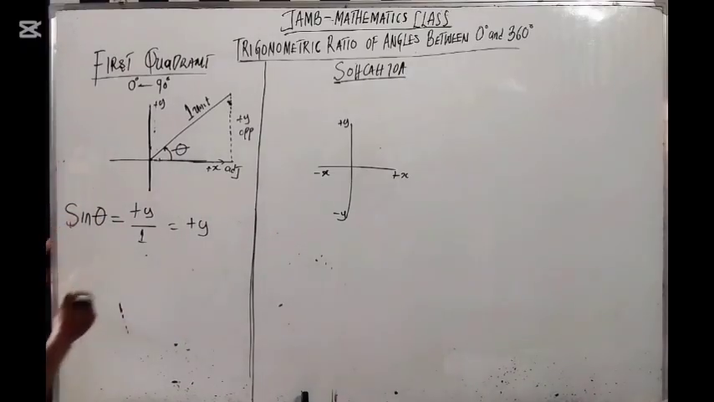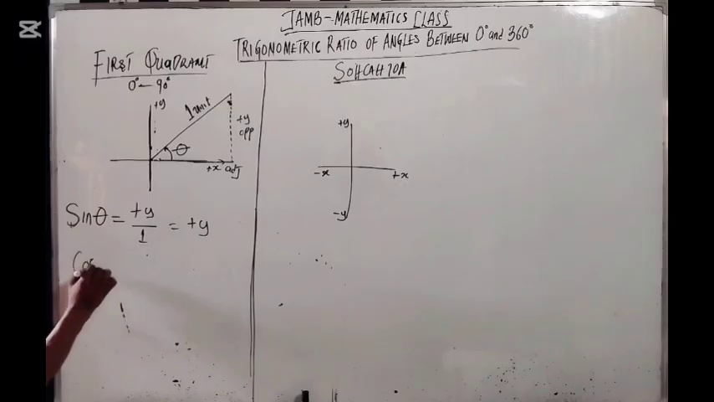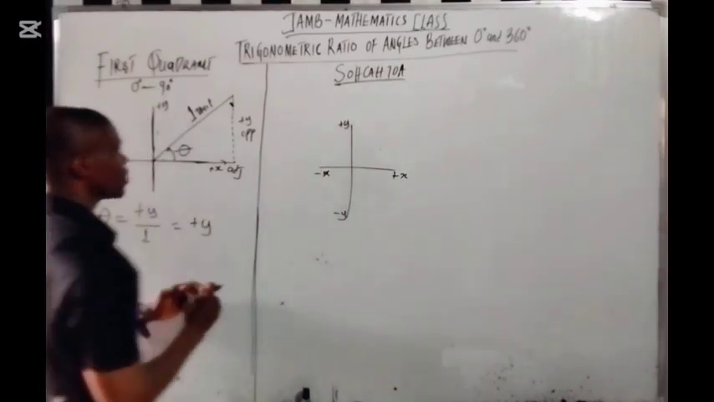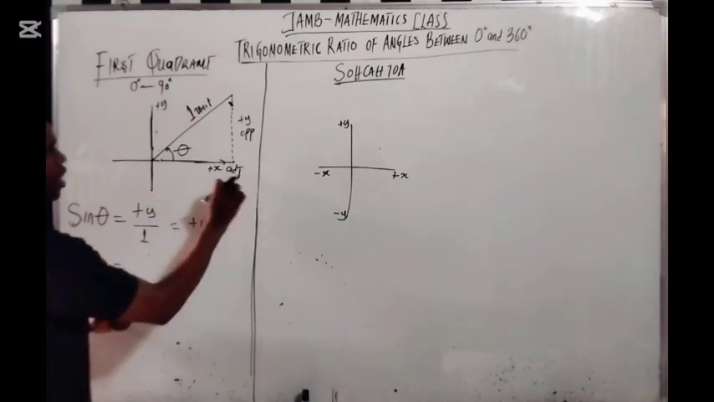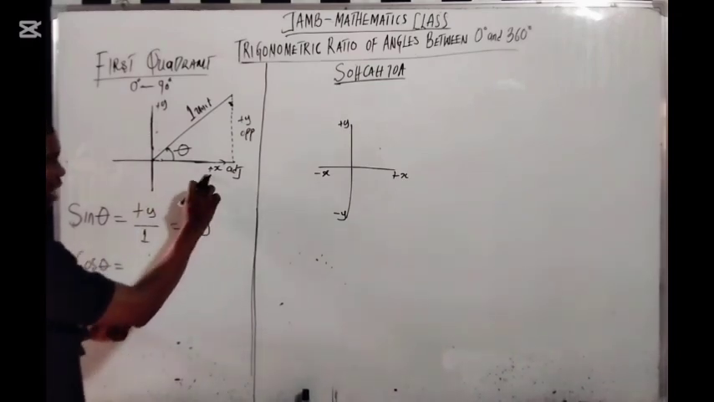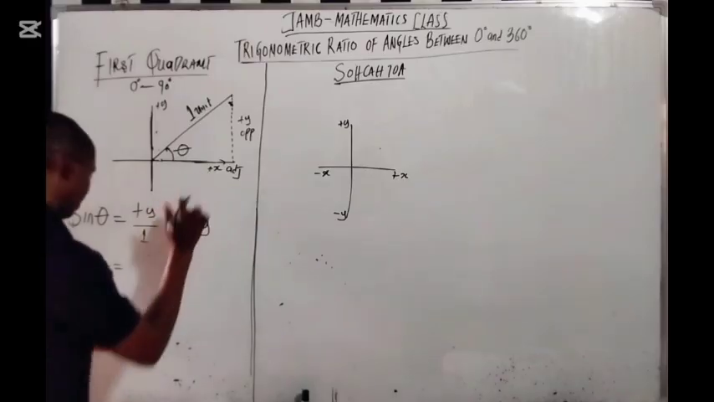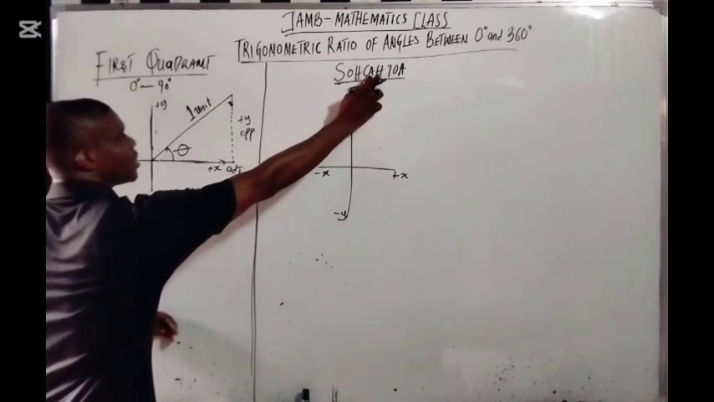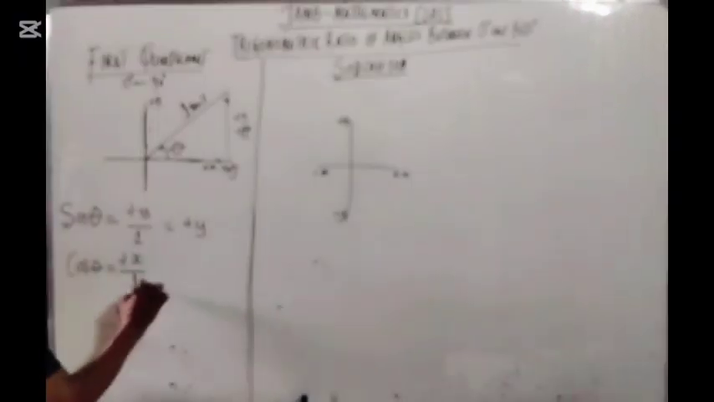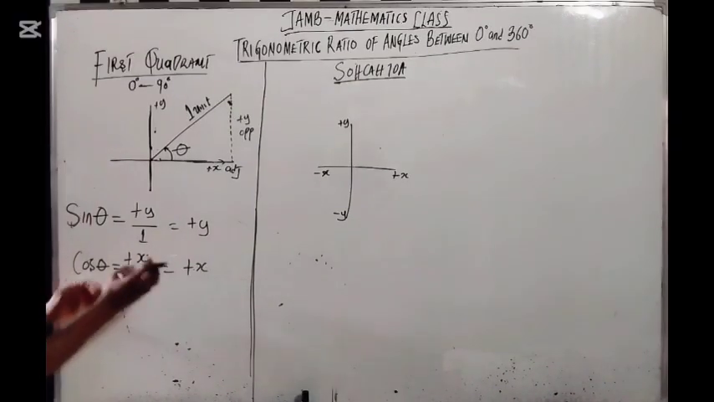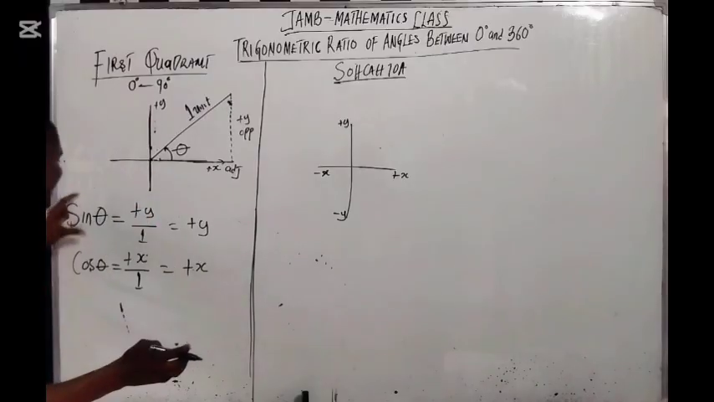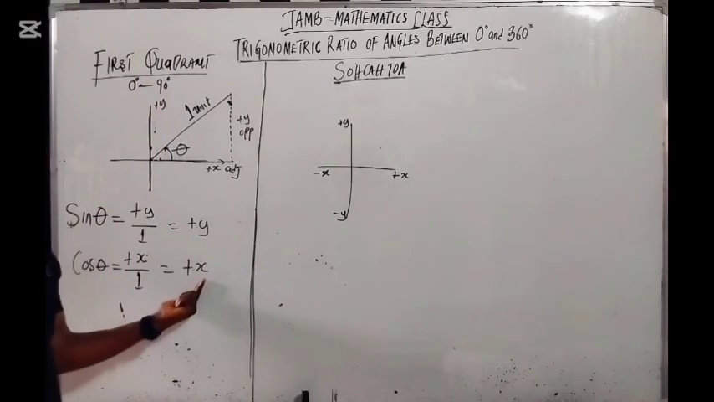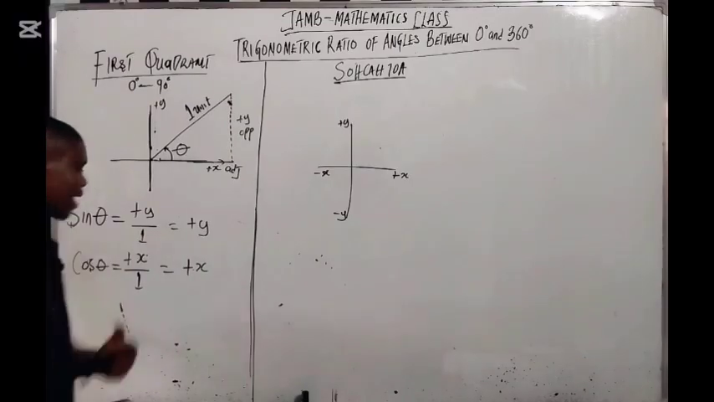Now let's look at cos theta. In cos theta we have adjacent over hypotenuse. Here is my adjacent, which is plus x, over my hypotenuse, which is 1. So it will be plus x. It's still positive. So sine theta and cos theta in the first quadrant are positive, plus y and plus x.